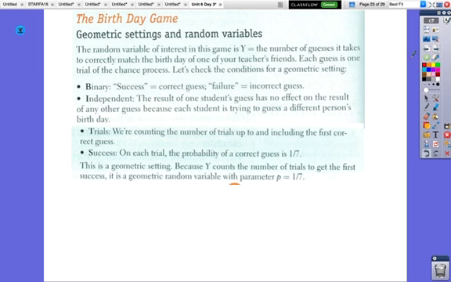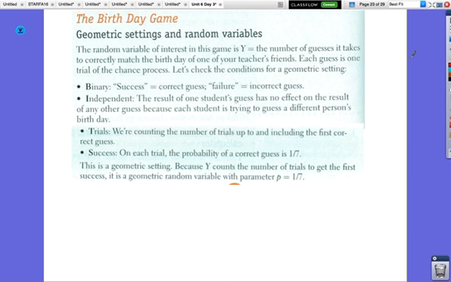So going back to the birthday game, the random variable of interest in this game, y, equals the number of guesses it takes to correctly match the birthday of one of your teacher's friends. Each guess is one trial of the binary process. Let's check for the conditions for a geometric setting. So the first one is binary. Remember, on a geometric setting, you're trying to look at bits instead of bins. So B stands for binary. Are you able to say what a success is and what a failure is?